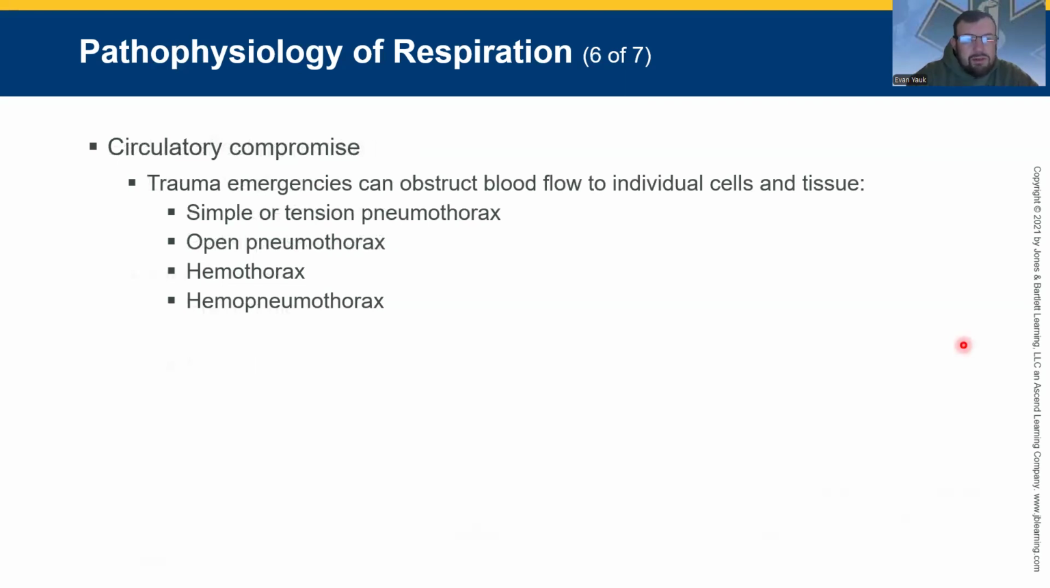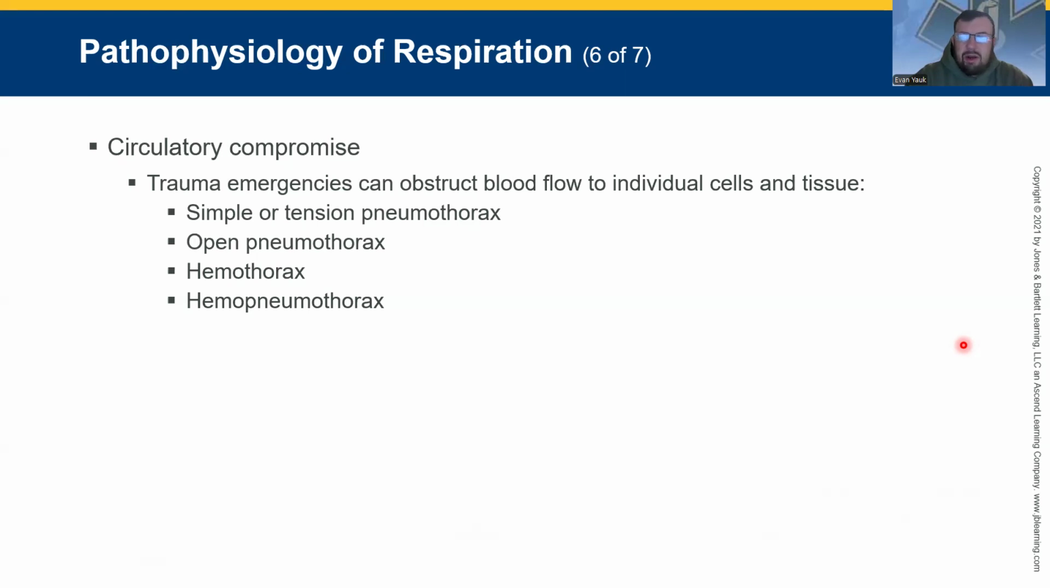Circulatory compromise. Trauma emergencies can obstruct blood flow to individual cells and tissues. So simple or tension pneumothorax, open pneumothorax, hemothorax, hemopneumothorax, which we're going to discuss all of those in class. If someone out there is watching this and you're not in my class, just get on YouTube and go look up some of these terms.